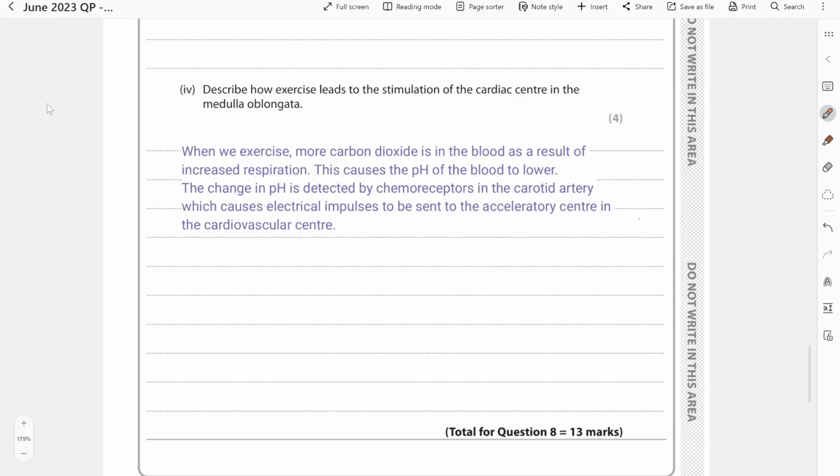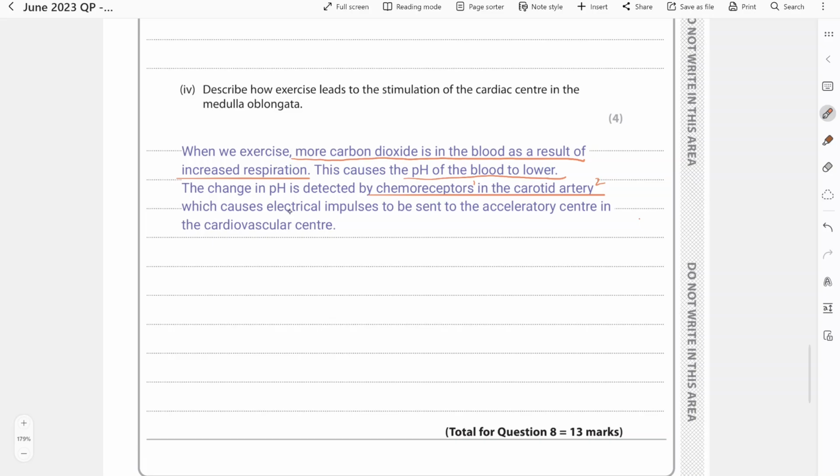So let's go over the marks. When we exercise, there is an increase in carbon dioxide because of more respiration. So that would be the first mark. The blood pH decreases. That's the second mark. That's detected by chemoreceptors. I only mentioned the carotid artery, but you also have some in the aorta as well. And that would be 2 marks for this. So 1 mark for the chemoreceptors, the other mark for the carotid artery or the aorta.